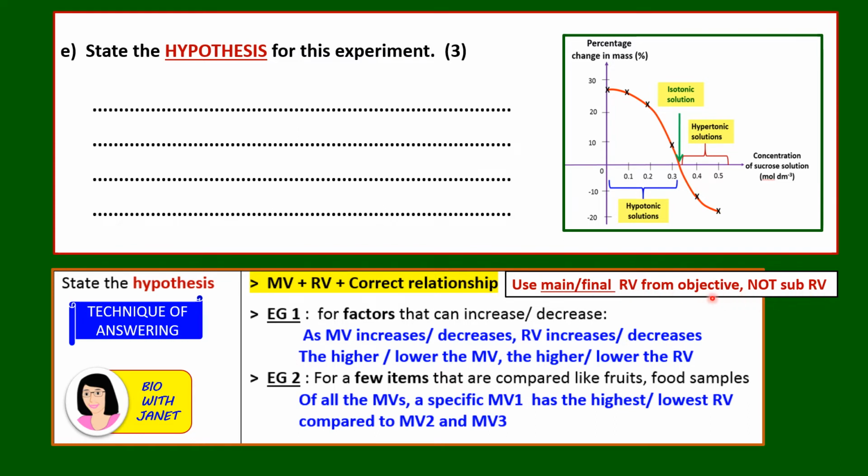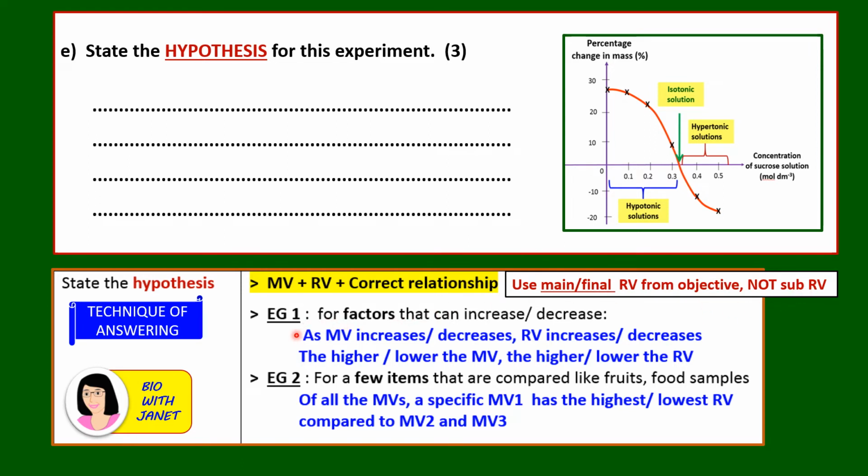Okay, because the hypothesis is related to the objective. At the beginning of your experiment, you must have an objective or aim, and you have an RV there. Usually it is clearly stated. Sometimes it's not so clearly stated. However, your hypothesis will be related to your objective, right? And usually the objective will use the main or final RV. Anyway, we try to use the main or final RV for the hypothesis, which is the percentage change in mass of the potato strip, which is calculated from the sub RV, the final mass of the potato strip.